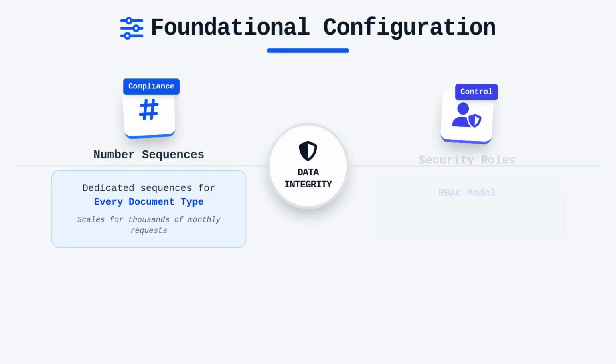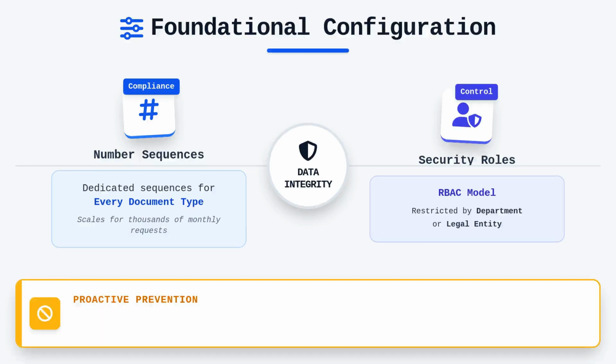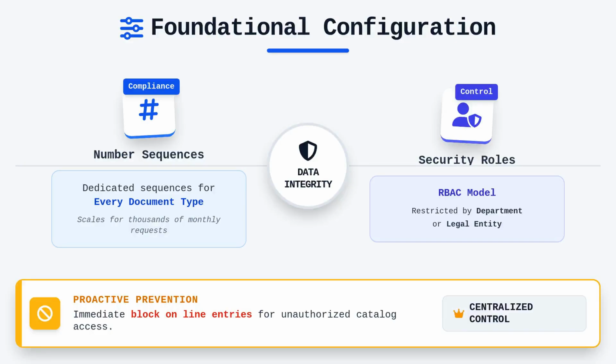Regarding security, you must use the role-based access control model to ensure that employees can only view or create requisitions for their own department or legal entity. If a user tries to access a catalog outside their assigned procurement policy, the system should prevent the line entry entirely, rather than failing upon submission. These constraints are vital for maintaining data integrity and ensuring that the procurement department retains centralized control over the vendor master and catalog management.